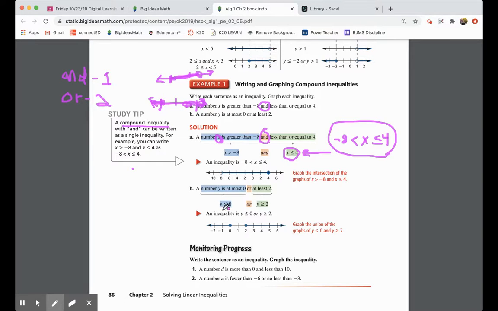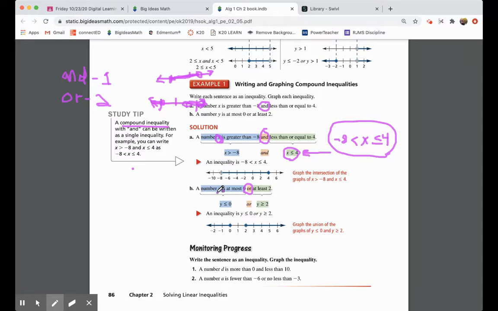Now let's look at B, an OR problem. It says a number y is at most 0 or at least 2. So a number y is at most 0. That means the biggest it could be is 0, but it could also be smaller. So we have y is less than or equal to 0. For that word "or," you just write "or" between them. Then it says at least 2.